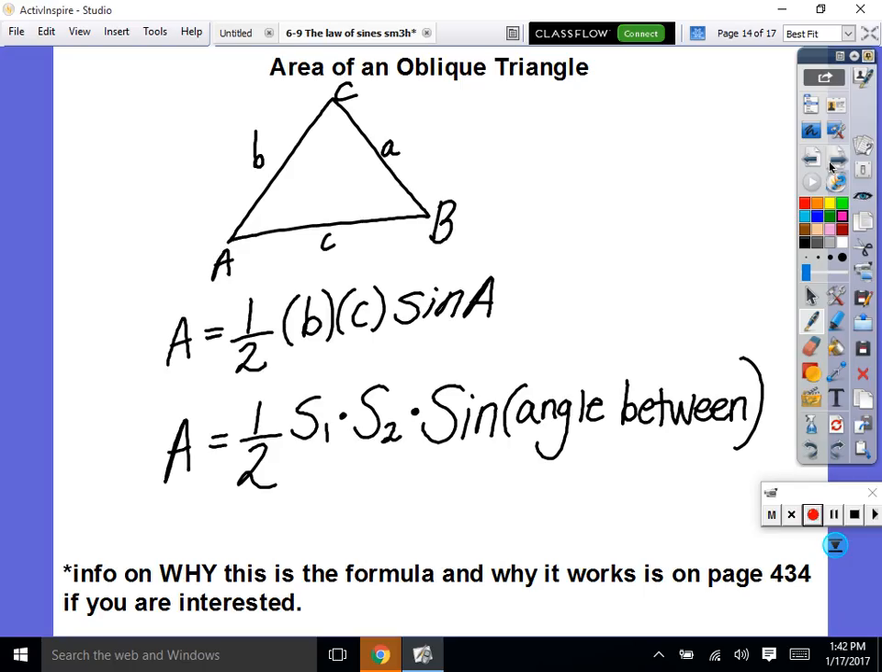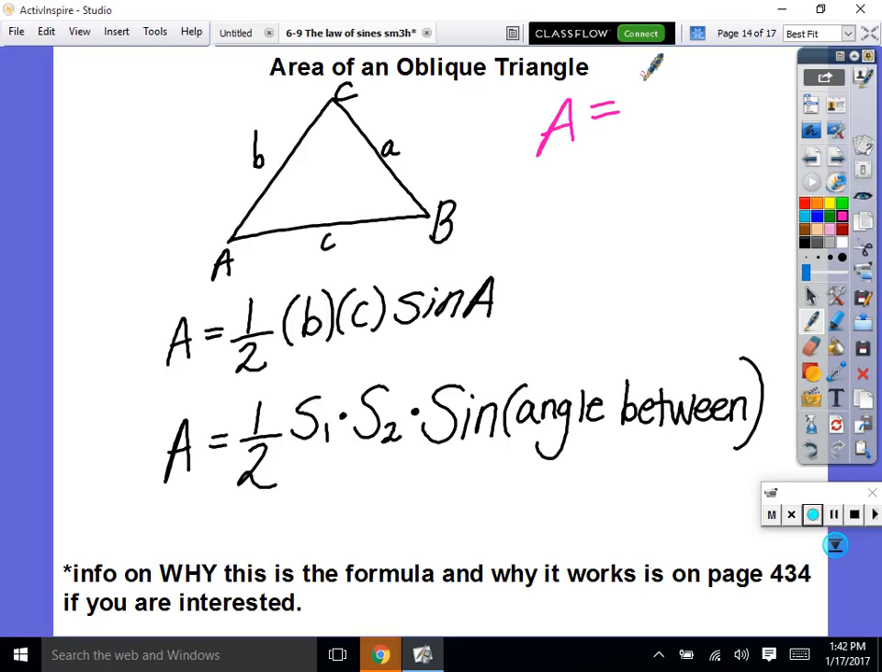Okay, now, to find the area of an oblique triangle, we know how to find the area of a right triangle, but there are lots of non-right triangles that you need to be able to find the area of. So the area of an oblique triangle is this formula: 1/2 times b times c times sine of angle A. So that's how you find the area. And if you're interested, there's a proof for it and how they got that on page 434.